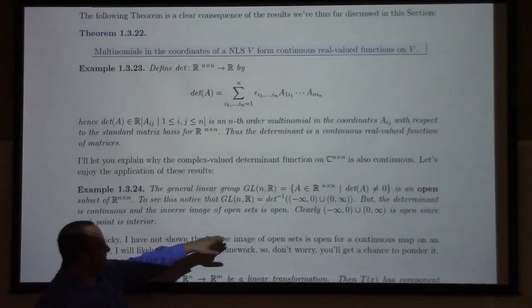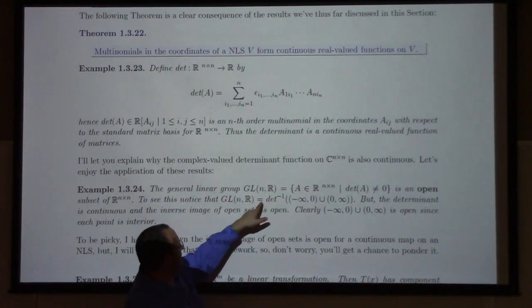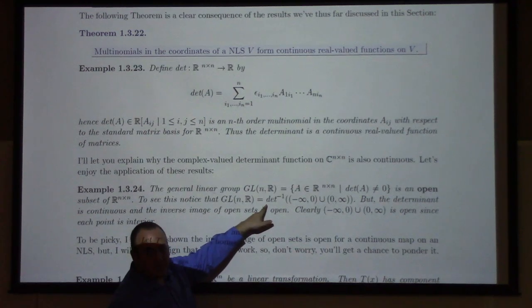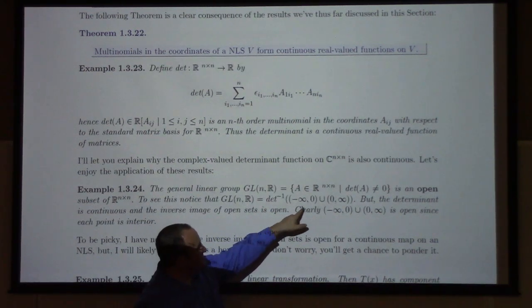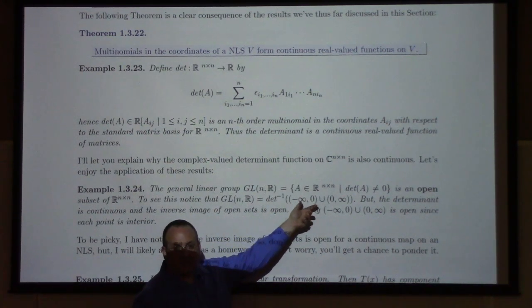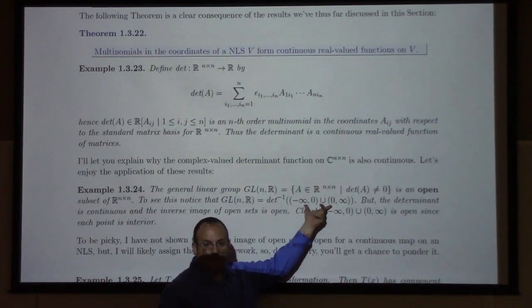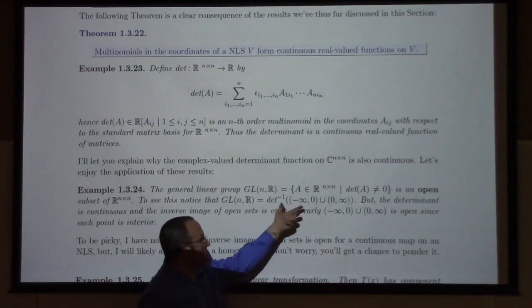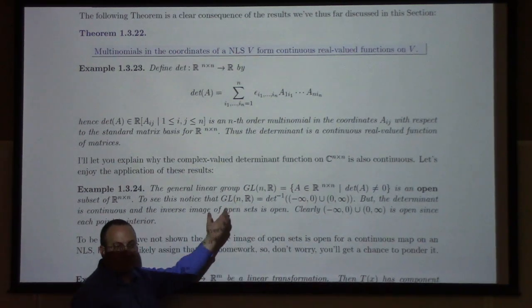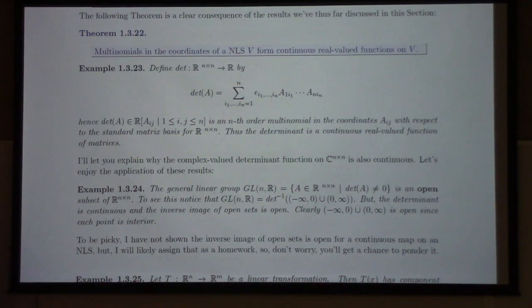But to see that, you just look at GLnR. What is it? It's the inverse image of the non-zero real numbers, which are the union of the open rays to and from plus or minus infinity from 0. This is the union of open sets, which is open again. So GLnR is the inverse image of an open set. So it's open, using your homework.